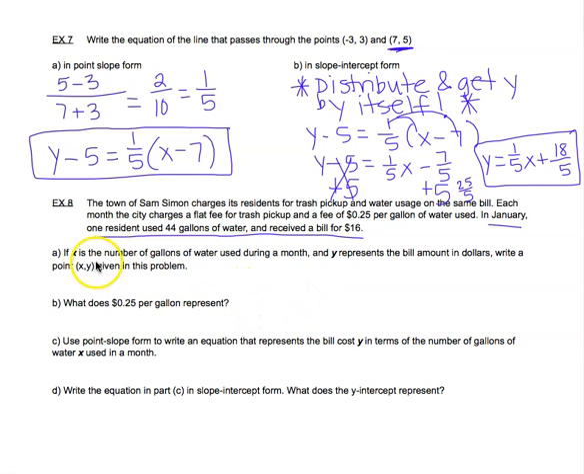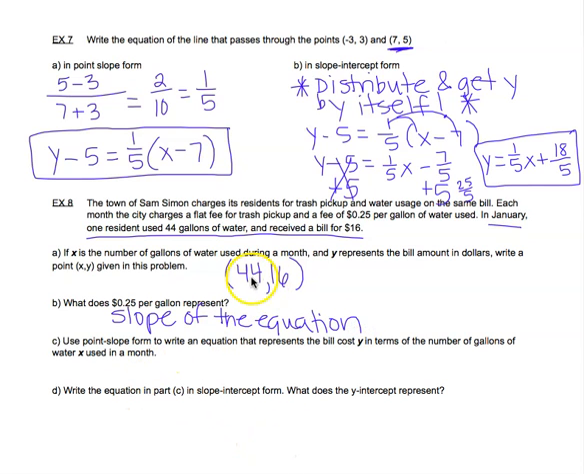So really here, this is just matching. X is the number of gallons, so it says 44 gallons, that's our X coordinate. Y is the bill amount in dollars, so that'd be 16. So 44, 16 is our ordered pair. B, what does the 25 cents per gallon represent? Well, this guy is a rate of change, right? 25 cents per gallon. Remember that rate of change is the same idea as slope. So the slope of the equation is what the 25 cents per gallon represents.